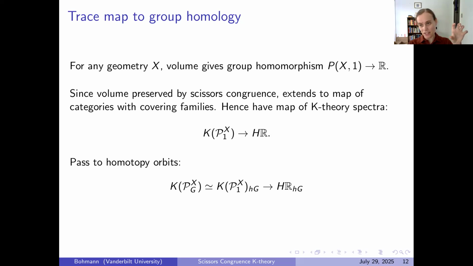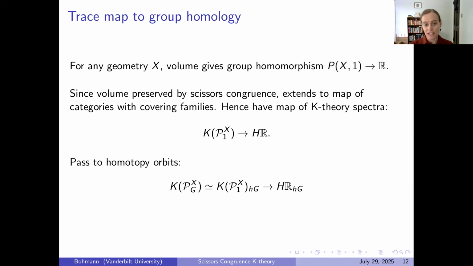I take a polytope, chop it up into a whole bunch of little pieces, and in order to get this map of categories with covering families, I need to know that the volume of the big polytope was equal to the sum of the volumes of all the little pieces. And that's exactly what chopping stuff up is supposed to do. Okay, so we get this map of categories with covering families, and then that gives us a map of K-theory spectra. So this is a map from the K-theory spectrum encoding scissors congruence to the Eilenberg-MacLane spectrum of R.